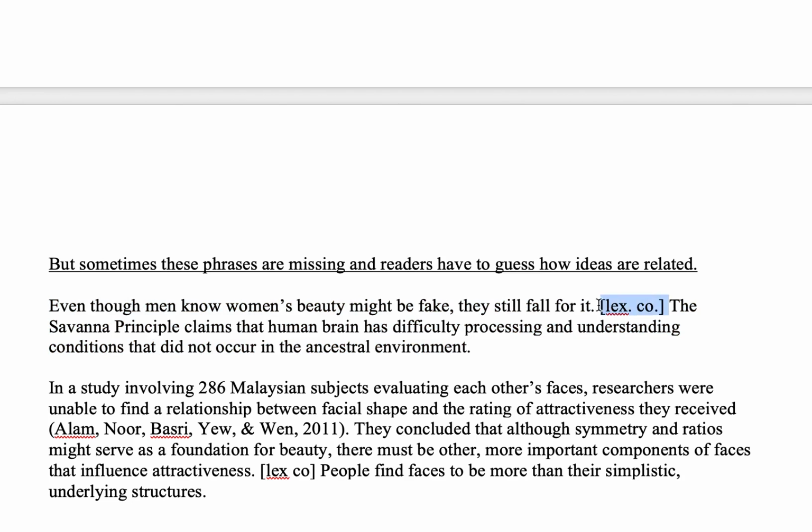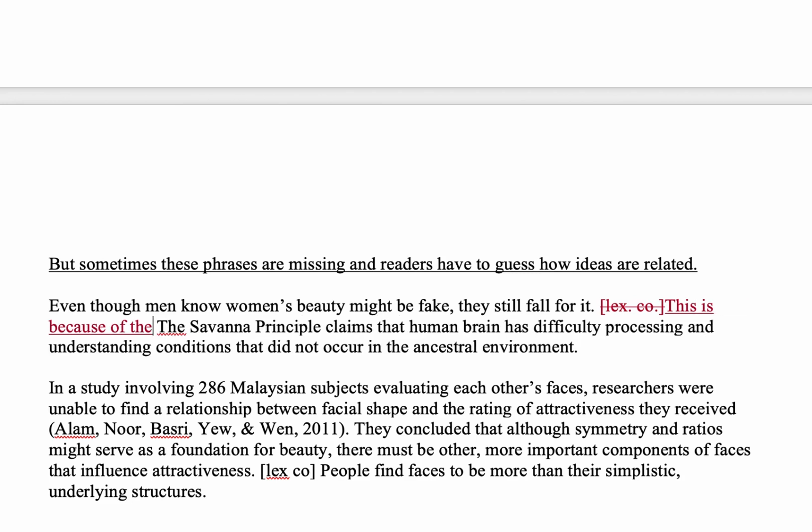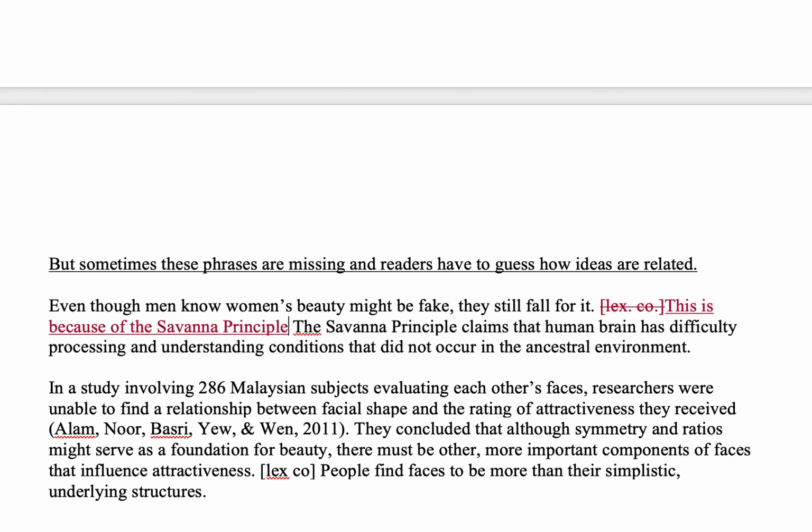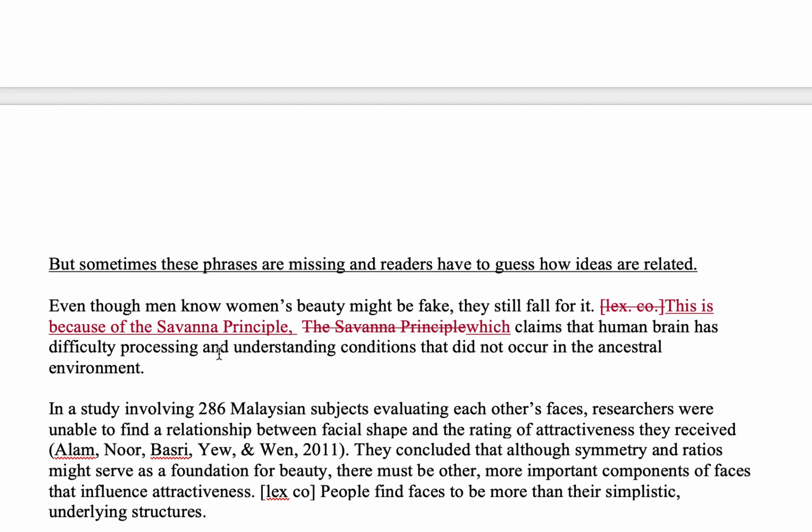Well, there might be a cause-effect relationship here, right? This is because of the Savannah principle, which, okay, now it makes sense, right? Because we've signaled the relationship between the ideas. Now here's another example of that, all right?